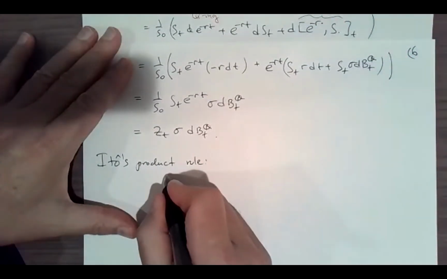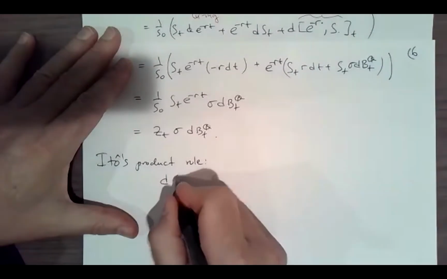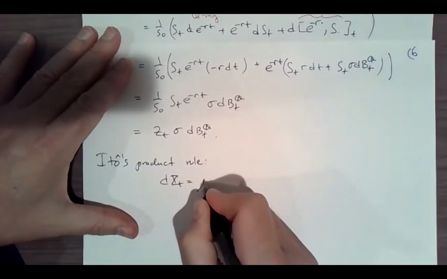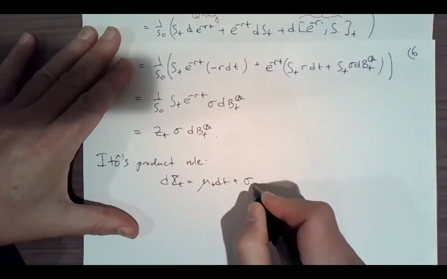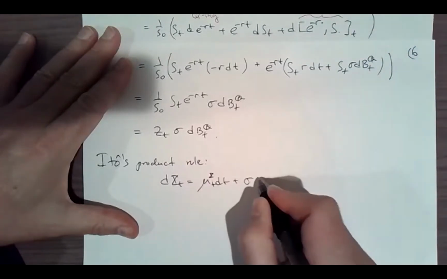Yeah. So if I write stuff like dXt is equal to mu t dt plus, so I'm gonna put an x up here.